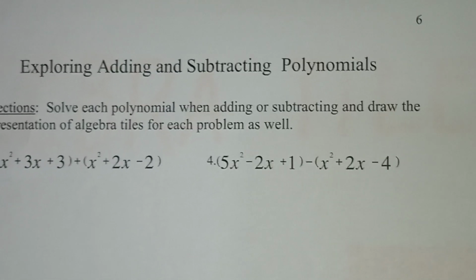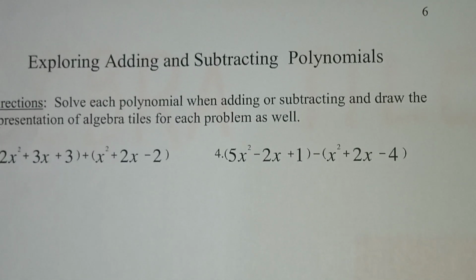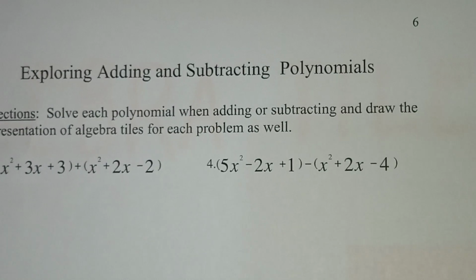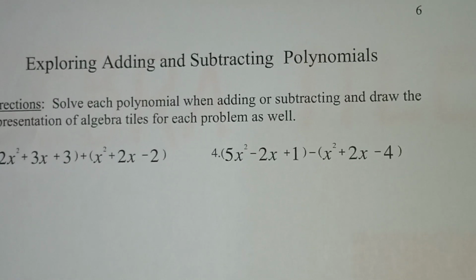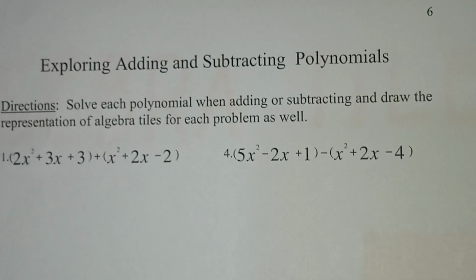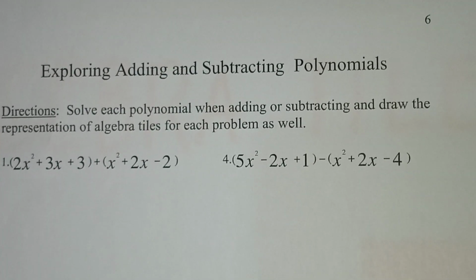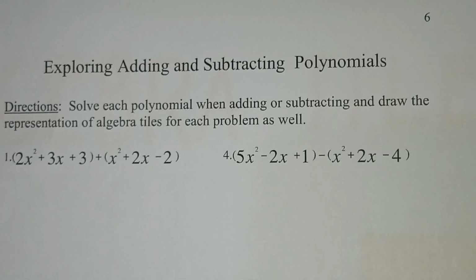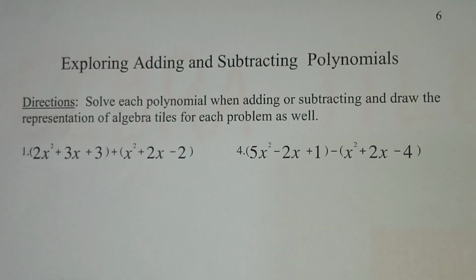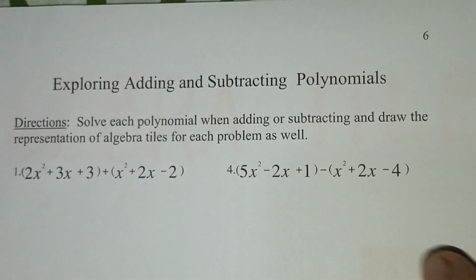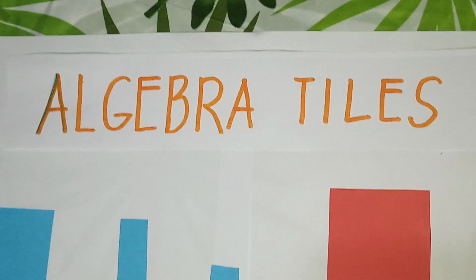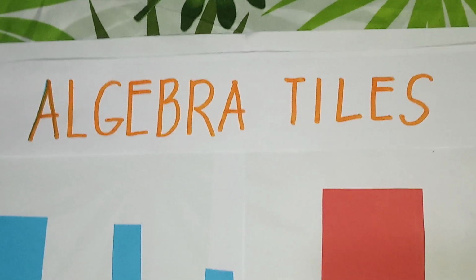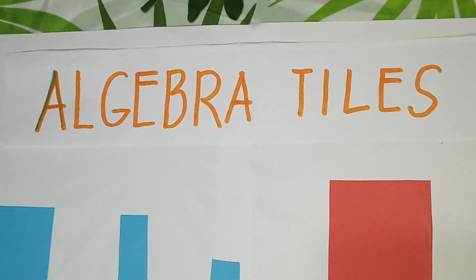Okay, last time I discussed how to add and subtract polynomials using two methods. Number one, the horizontal method, and the second is the vertical method. Today, we will be exploring more about adding and subtracting polynomials by using algebra tiles. Algebra tiles is another way of simplifying expressions, using manipulatives or tiles.